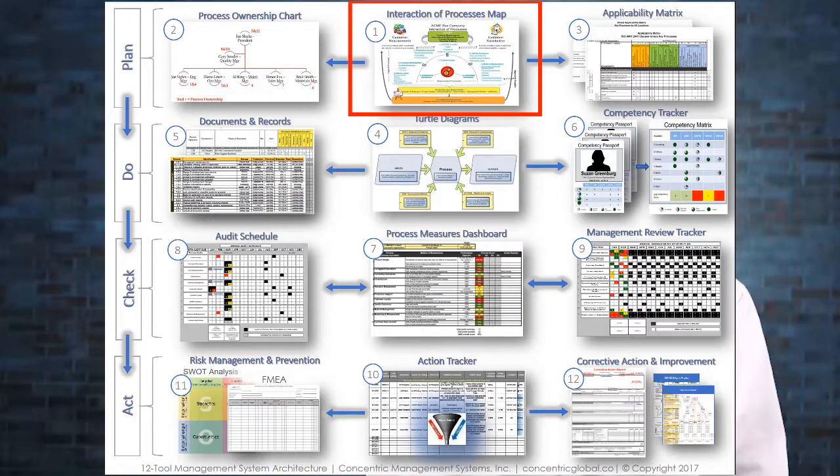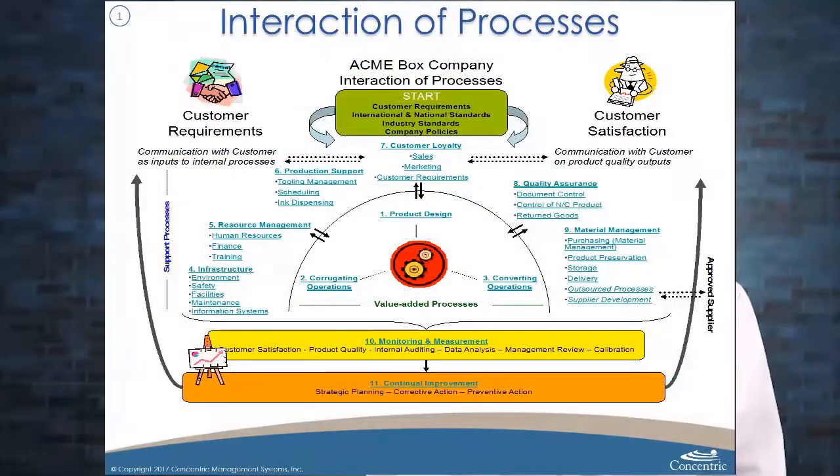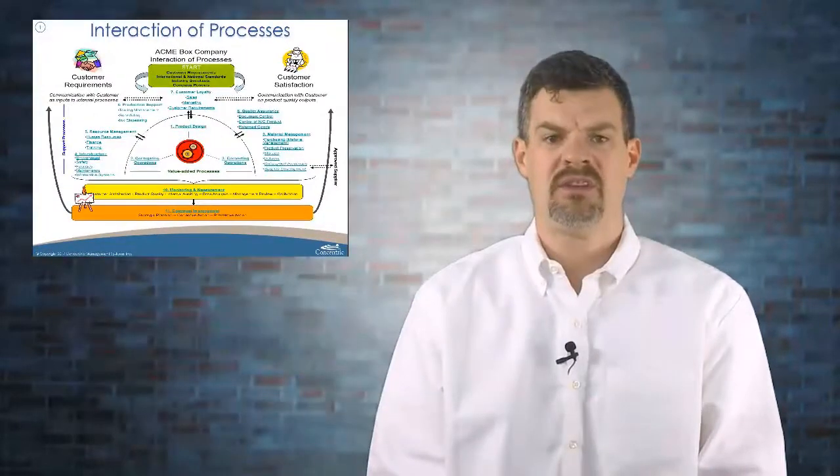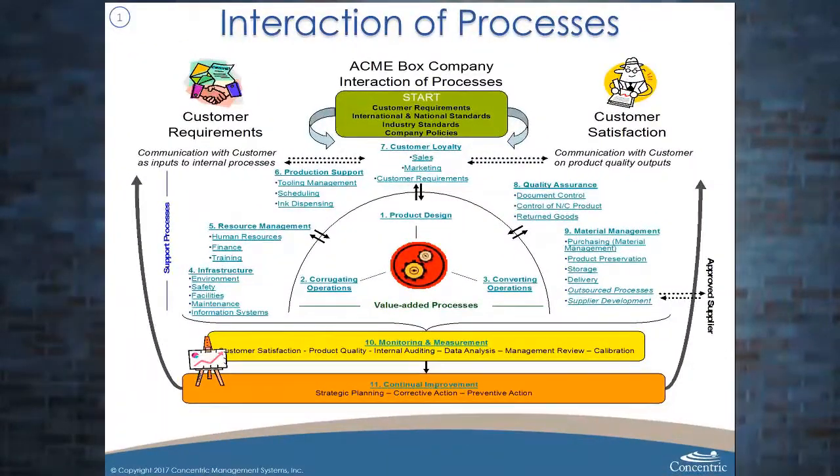So let's dive into tool number 1, which is the interaction of processes map. So interaction of processes map is one of the first few tools that can be used to satisfy clause 4.1 through 4.4. And what this does is let's use this fake company called the Acme Box Company.